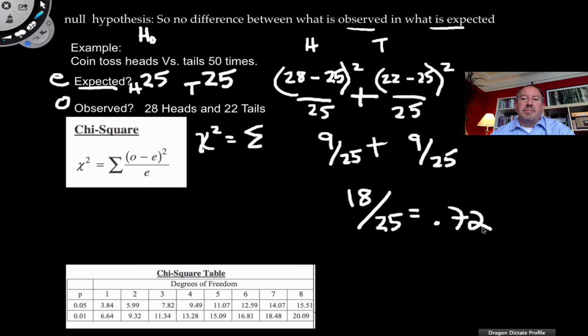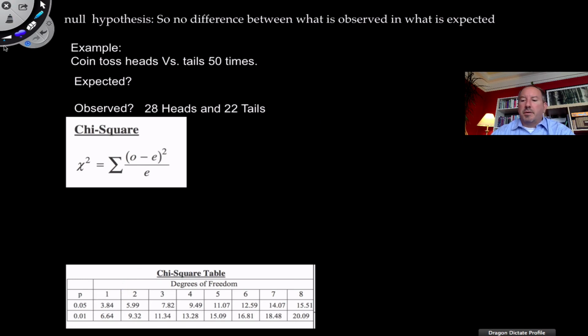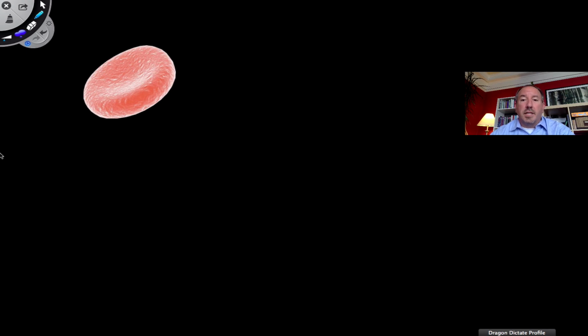Okay, so 0.72. So we come down on the chart here and we say, okay, what's up? So on the chart, again, n minus 1 degrees of freedom, since there are 2 outcomes, is equal to 1. So here it is, and this is what we're looking at, 0.05. And so we ask ourselves the question, is 0.72 greater or lesser than 3.84? And I think you know that it is less. Okay? So here is another example.